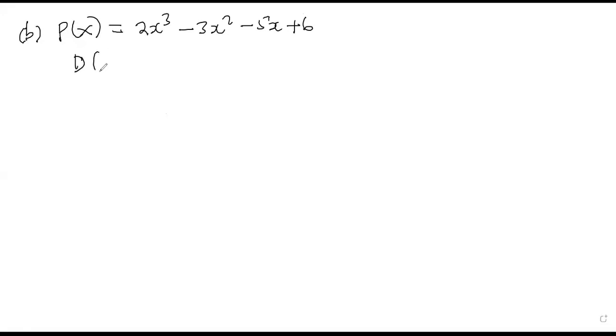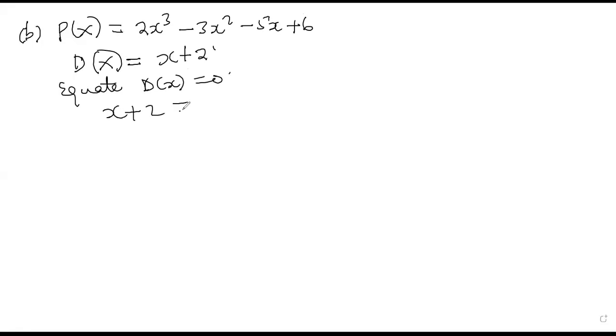Part B. What is the polynomial for part B? The polynomial, the function in x, is what we call the polynomial. It is 2x cubed minus 3x squared minus 5x plus 6. That is the polynomial. But we are dividing it by, what is the divisor? It is what you're dividing with. The divisor is x plus 2. So if the divisor is x plus 2, we must equate the divisor to 0. So it means that x plus 2 is equal to 0. This will give us x as negative 2.